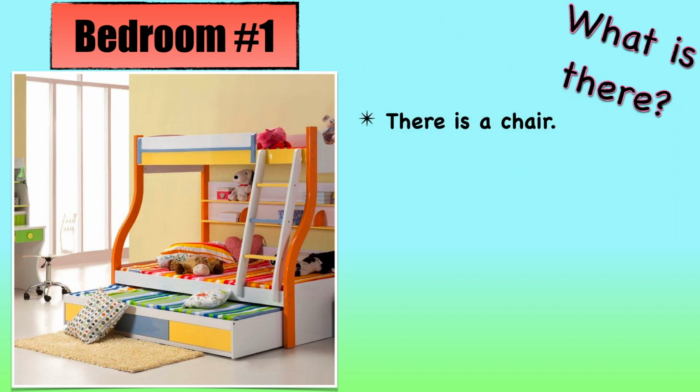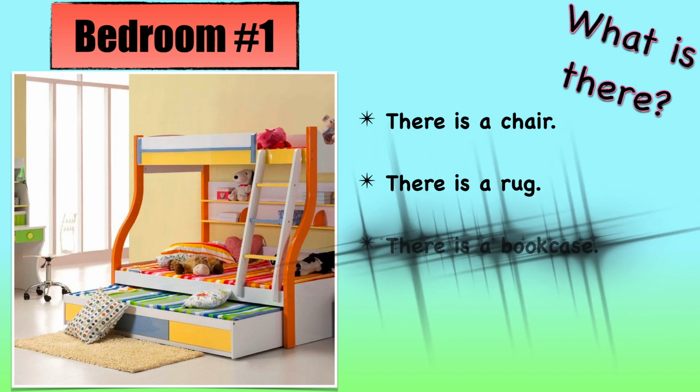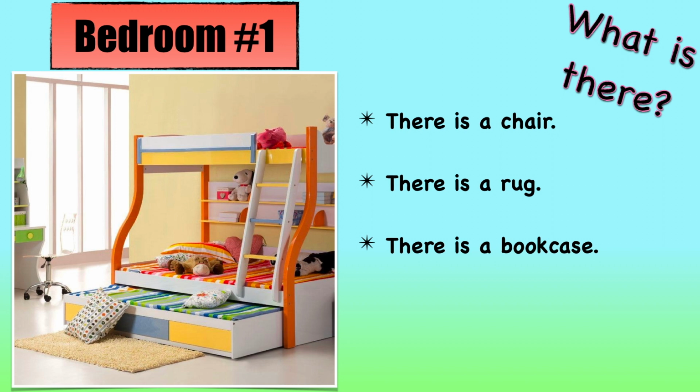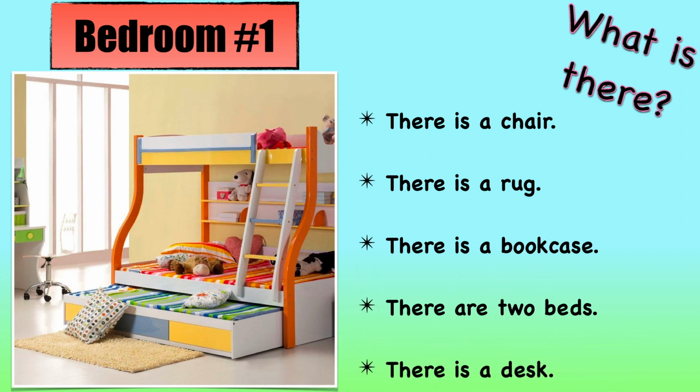There is a chair, and we can see it right there. There is a white chair. There is a rug on the floor. There is a bookcase. There are 2 beds, and there is a desk. That was pretty easy. Now you try to do it.